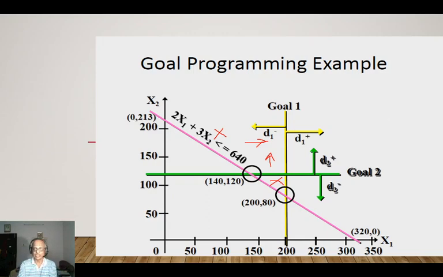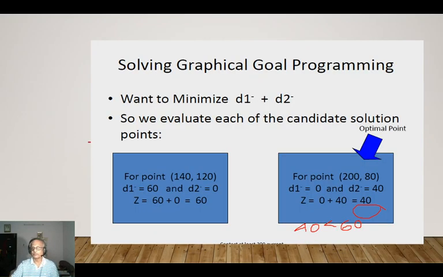Now which one will you select? You will select the point which gives you the minimum summation of deviations. The objective function is to minimize d1 minus plus d2 minus. So in this case it is 0 plus 40, whereas in this case it is 0 plus 60. Since 60 is greater than 40, we'll choose this value. That means 280 is the point which we should choose.